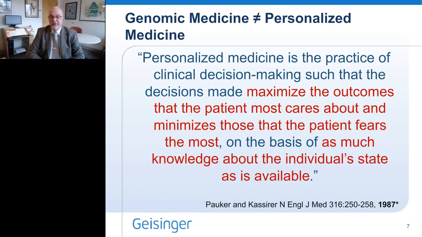And then the second thing I like about the definition is the last statement, as much knowledge about the individual status as is available. So it doesn't say that any certain type of information, like genomic information, is better than any other information. Whatever information is necessary to make decisions to achieve the outcomes that are desired is relevant. And so we can't focus too much on one particular type of knowledge.